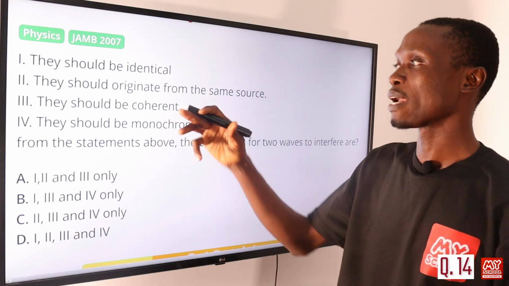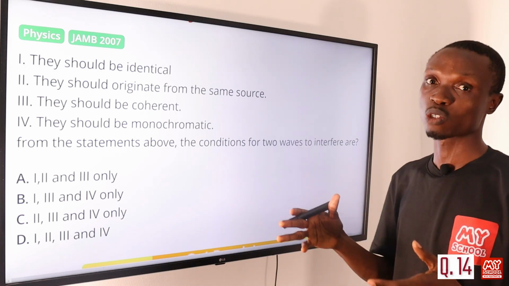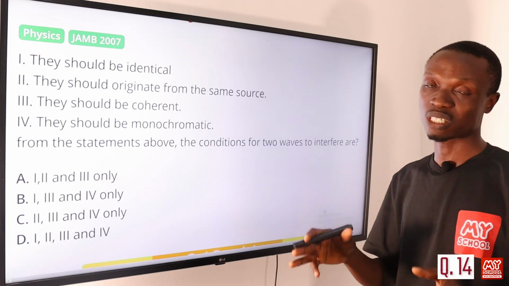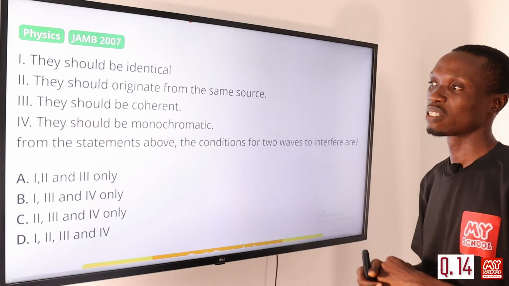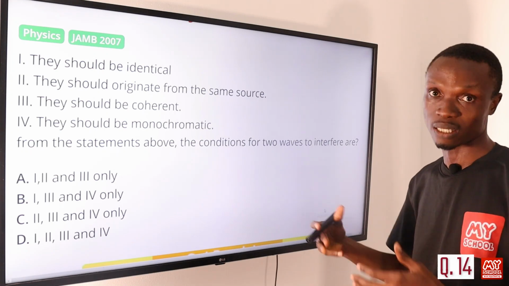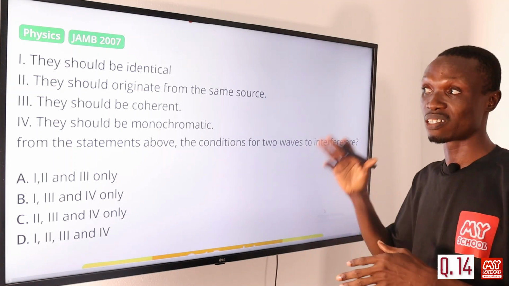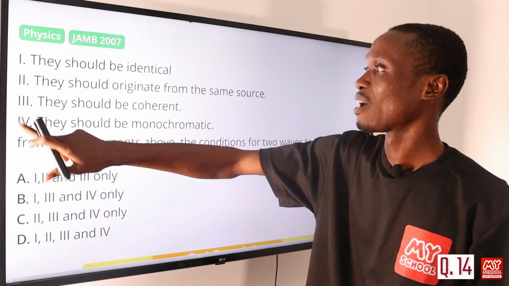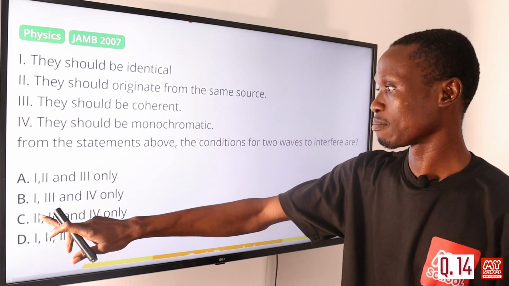So for III, they should be coherent. Yes, the two waves should be coherent, because when the two waves are coherent, that will help them to maintain a constant phase relationship. So III is required. Then IV, they should be monochromatic. Yes, they should be monochromatic, meaning that both waves should have the same wavelength. So the answer to this question is I, III and IV.